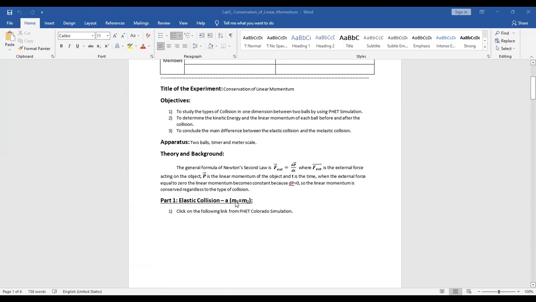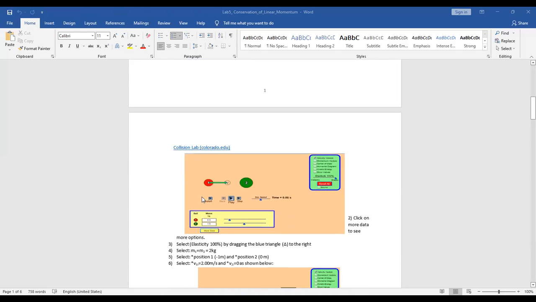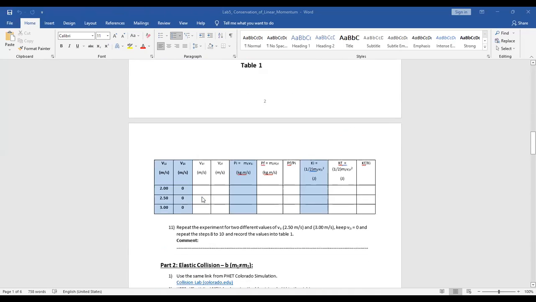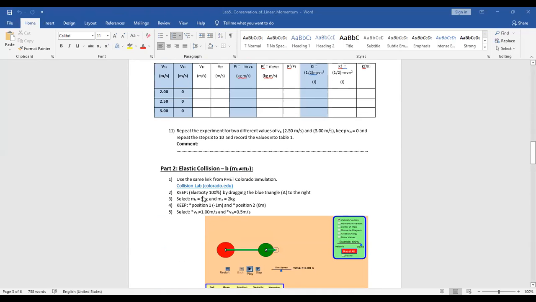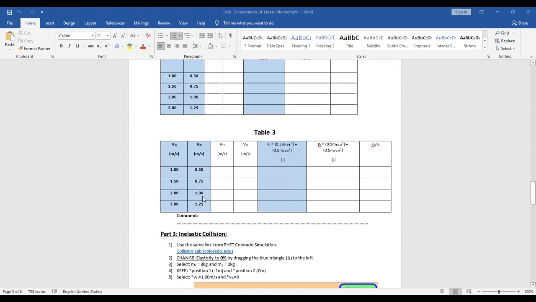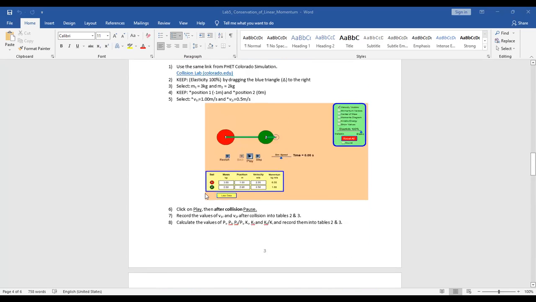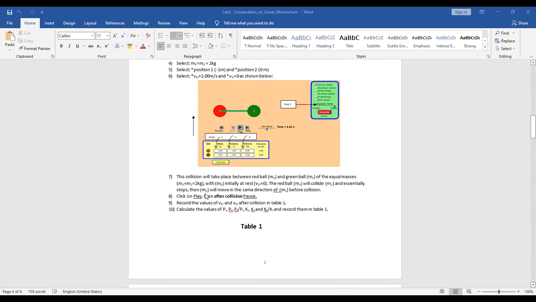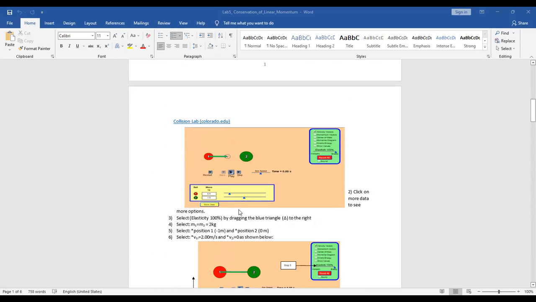We have to think there are two kinds of collisions. One is elastic collision, another is inelastic collision. What is the difference between elastic collisions and inelastic collisions? You can see here. So let me share the PowerPoint here.